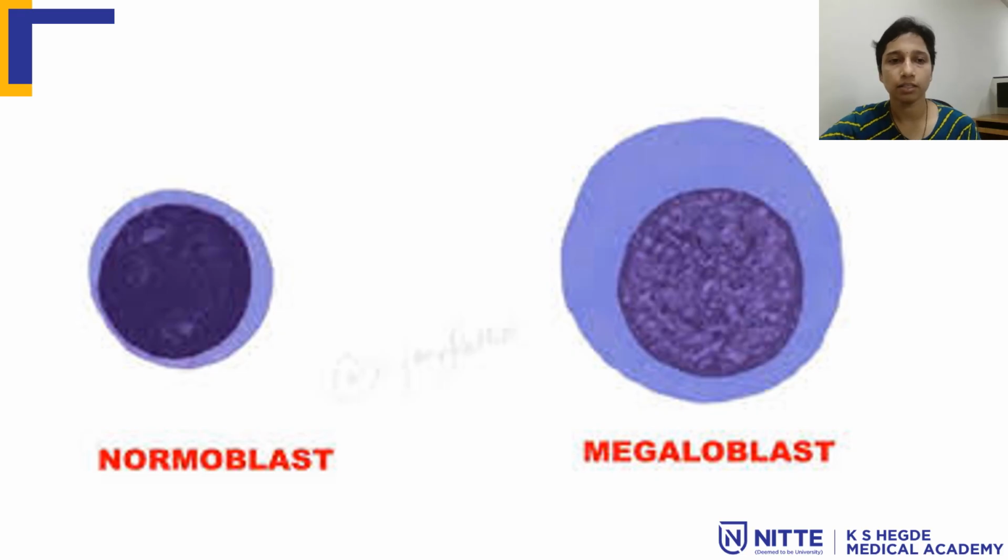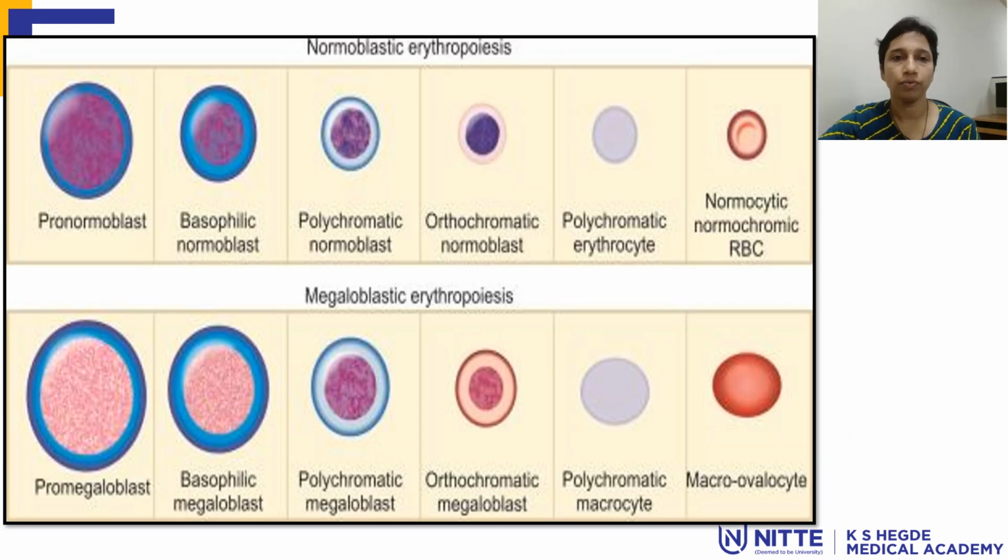As you can see in this picture, this is a normal erythroblast and this is a megaloblast in the same stage of maturation. You can see it is a very big erythroblast, which is a megaloblast. If you see the nuclear chromatin here, it is open, sieve-like chromatin and it is pale in color compared to the normoblast. So there is no nuclear maturation taking place. With each stage in the erythroid series maturation, the nuclear condensation doesn't happen as it is required.